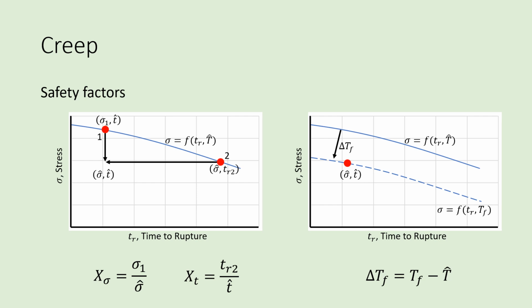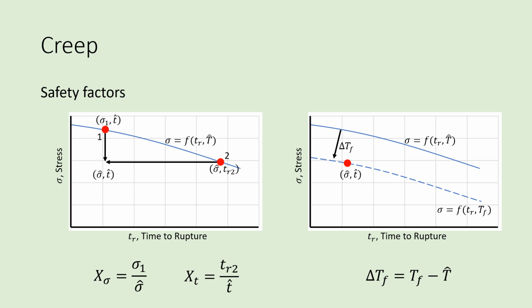While useful to define your factor of safety in terms of stress, you may also want to define it in terms of operating time. To do that, you take the point on your failure curve 2, which is your time to failure that's associated with the operating stress, depicted as little t sub r2. The ratio of little t sub r2 to t hat, or your operating time, gives you a factor of safety with respect to time.